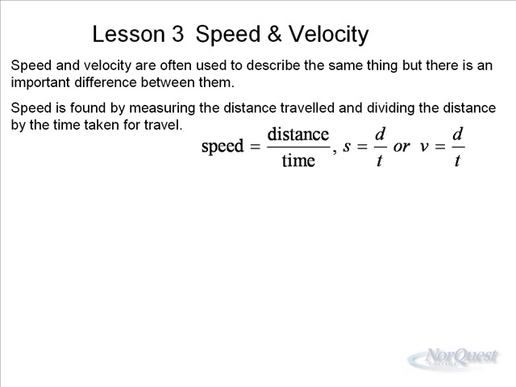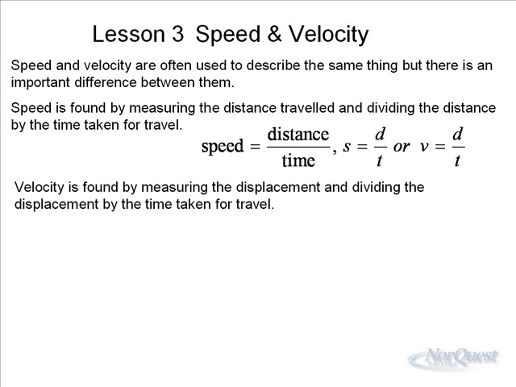In physics, we usually use v is equal to d over t. The v stands for speed, or the v can also stand for velocity. Velocity is found by measuring the displacement and dividing the displacement by the time taken for travel. And so it's essentially the same formula, only instead of the d standing for distance, it stands for displacement.